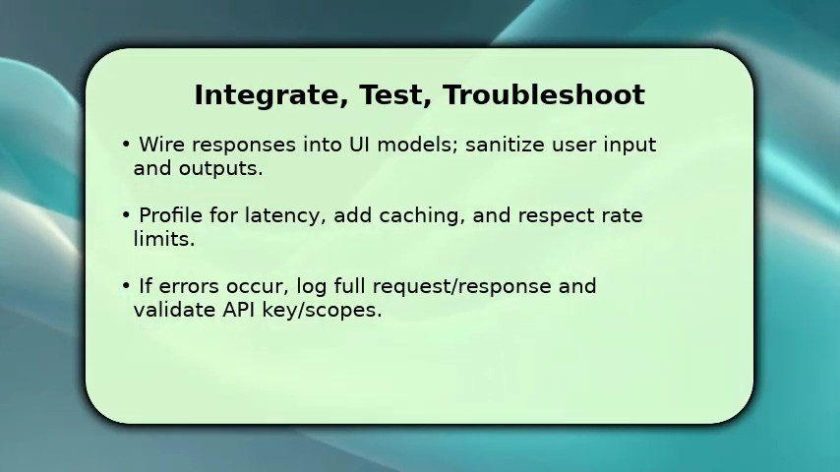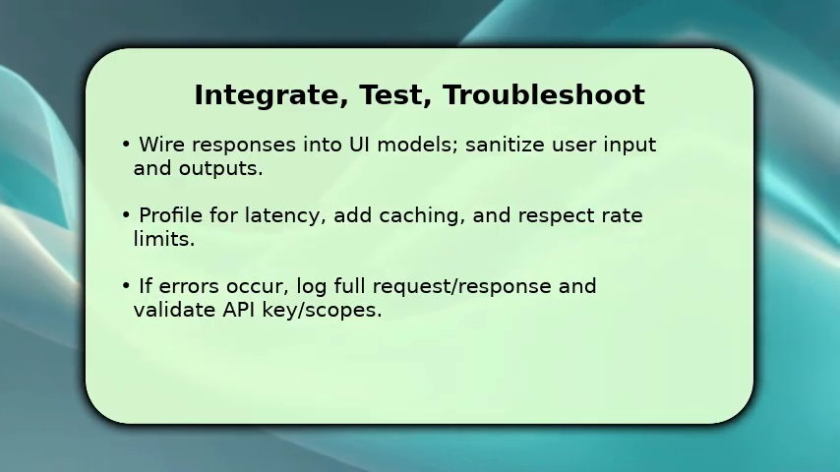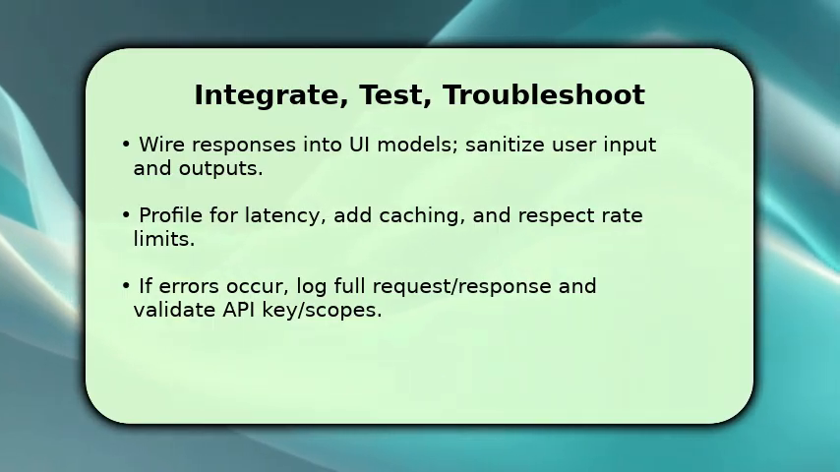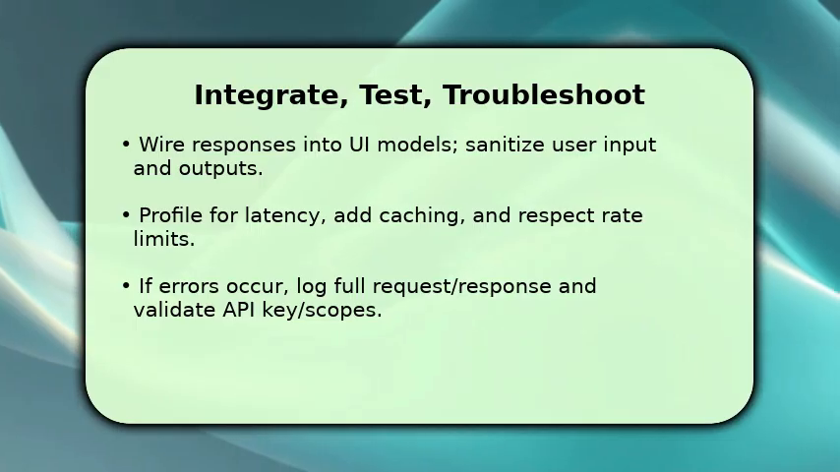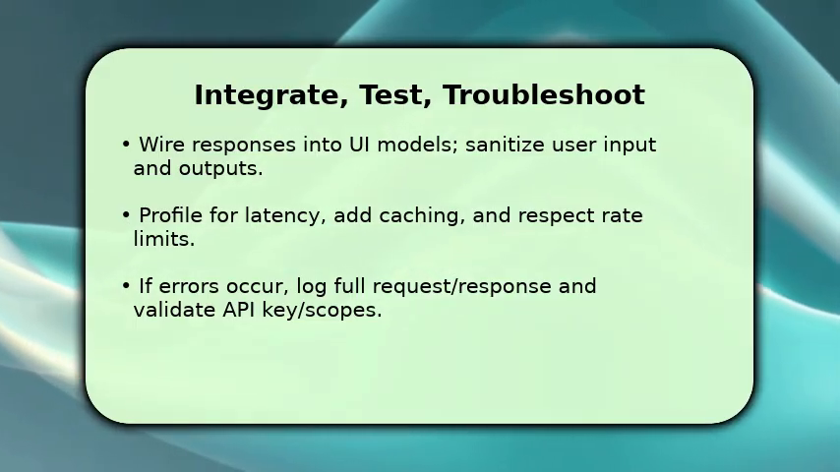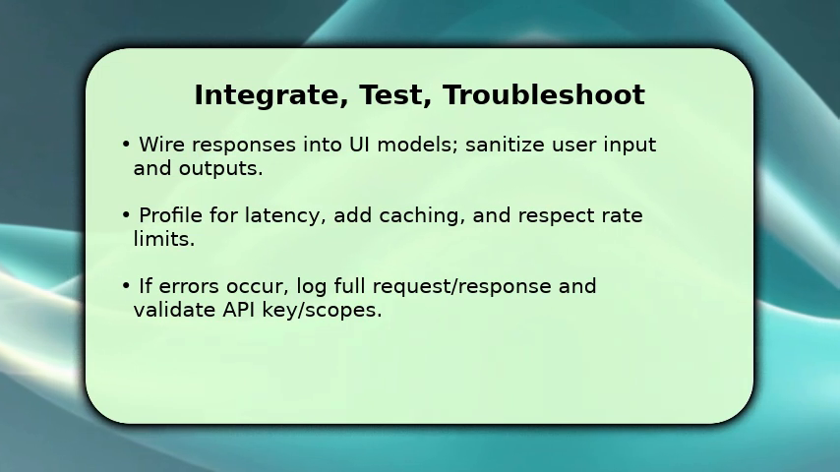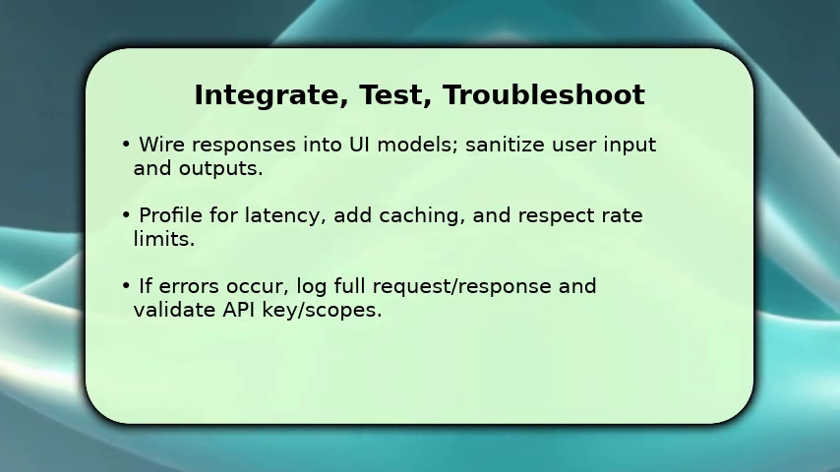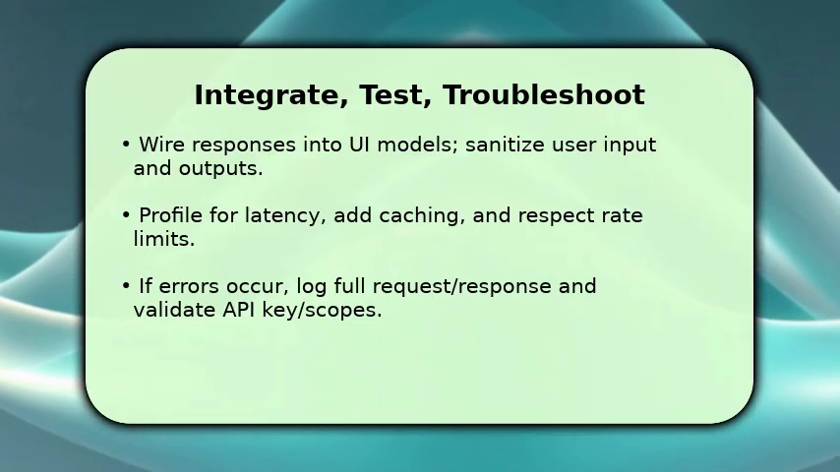throttles. For troubleshooting, if replies fail, log the full request and response payloads, redact secrets, check API key validity and model name, and replicate with curl to isolate Xcode versus networking issues. Make sure to test on device and simulator before release.